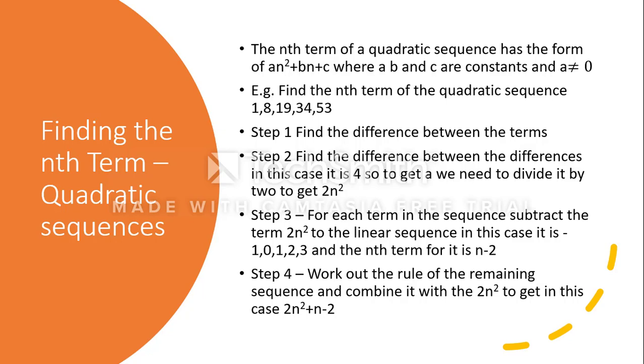And the differences between them are minus 1, 0. So the difference between 1 and 2 is minus 1, 8 and 8 is 0, 19 and 18 is 1, 34 and 32 is 2, and 53 and 50 is 3. So after we got the nth term for that linear sequence, n minus 2, we just combine it with 2n squared to get 2n squared plus n minus 2.